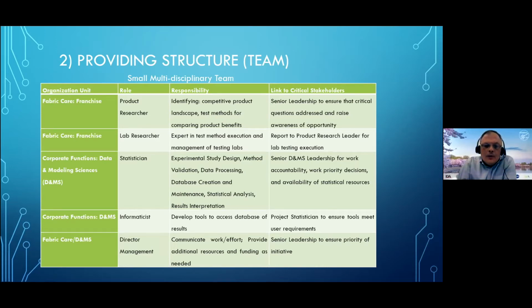We have also informatist. I'm not sure if this is a common name externally, but what that role is about is how do we develop tools to access the database of results. So it's creating a web interface and making it easy for users to access the results. And then the last role is the manager role.